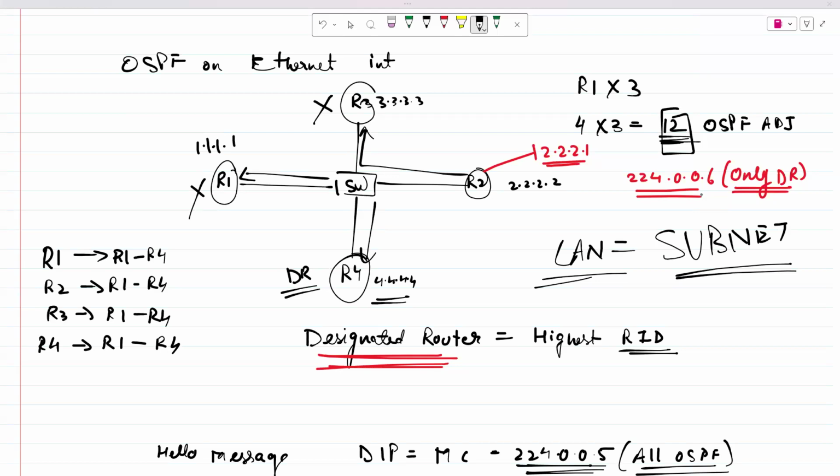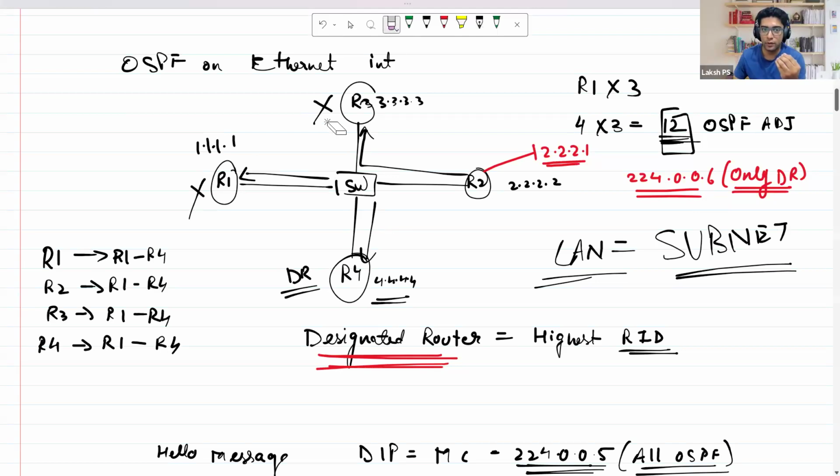Only one side the flow will be there, the other side will not come. So over here, what will happen? R1 and R3 are receiving those messages or updates, but because they are not DRs and only the DR can understand the 224.0.0.6 multicast address, it will be the only router that is going to listen to this update that is sent by R2.